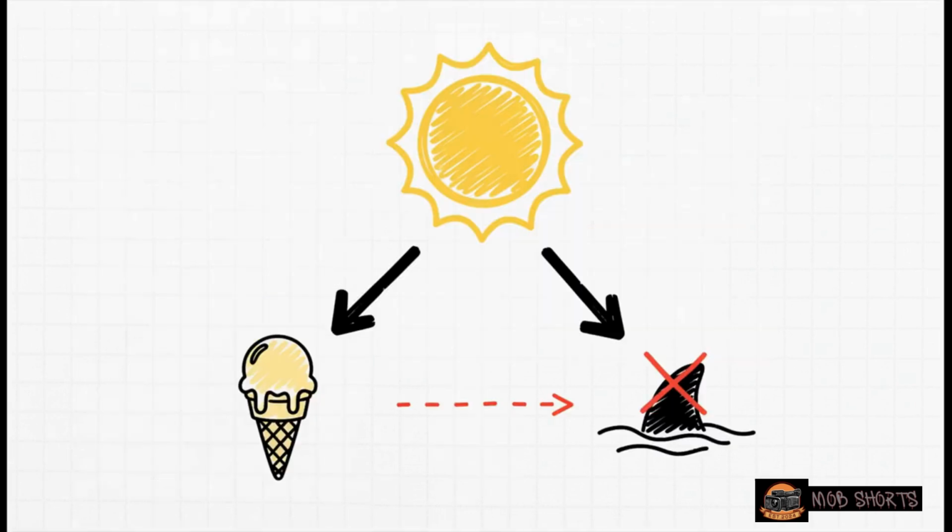That's ridiculous. The mistake is jumping to the conclusion that one thing causes the other, because there's a hidden third variable that's actually causing both. Hot weather. When it's hot, more people buy ice cream. And when it's hot, more people go swimming in the ocean. It's the heat that causes both things to increase.